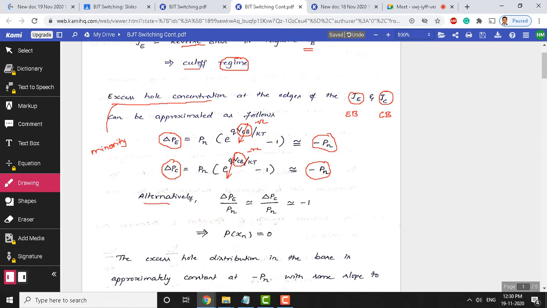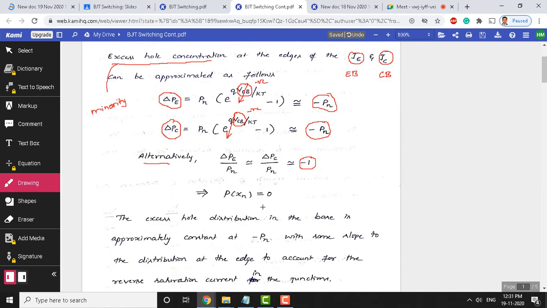Alternatively, we can write these equations as delta P by Pn, which is equivalent to delta Pc by Pn. From this equation, if you transfer to the left hand side, we get a value of minus 1. So these are the minority carrier concentrations at the edges of the emitter-base and collector-base junctions.